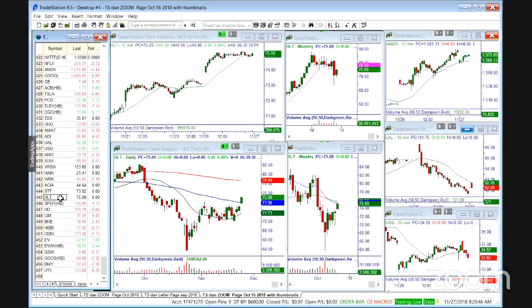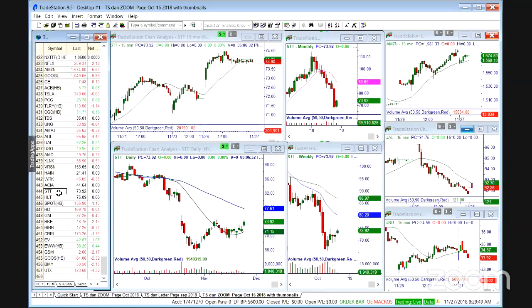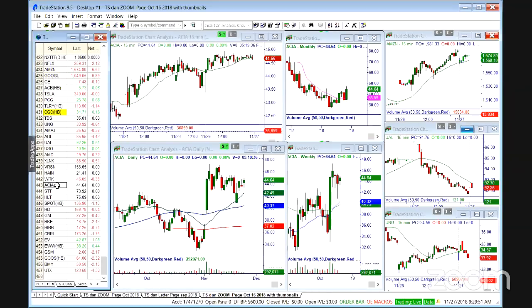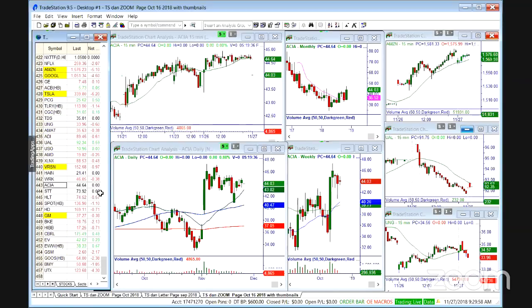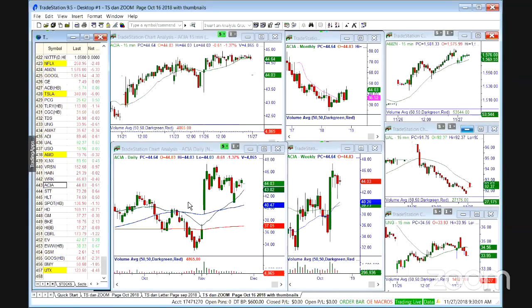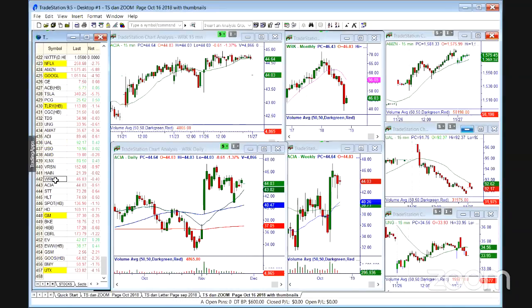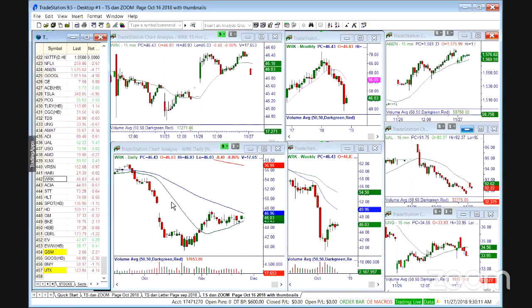Hilton was bullish yesterday. STT was bullish. Now see, I keep them on my radar until I either trade them or the pattern says you're fired, you're out of here. ACIA, we found this scanning together. I like it over this red bar. Work, it's worthy of a watch.